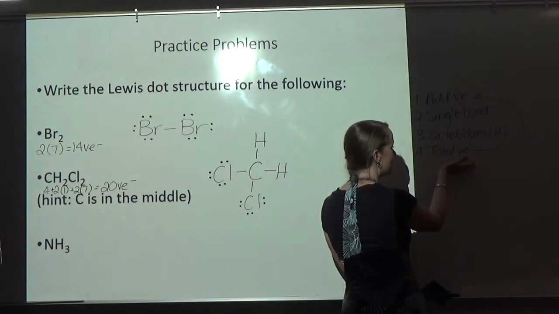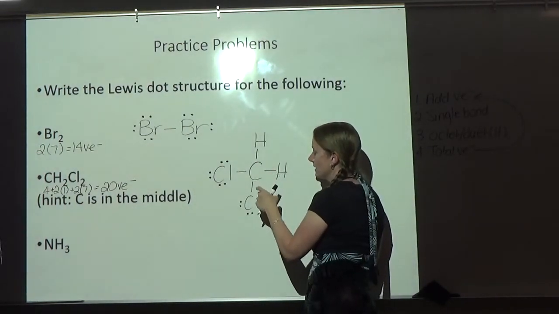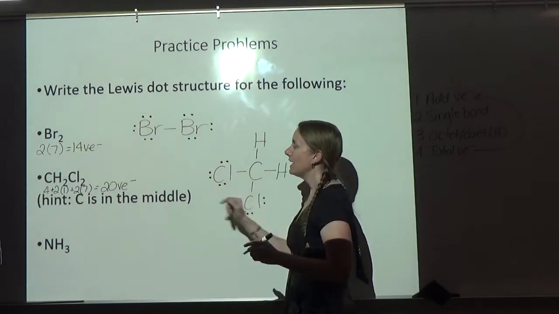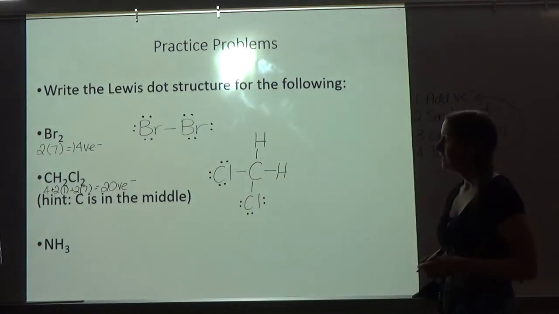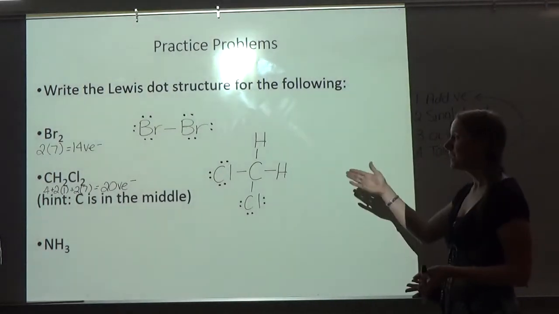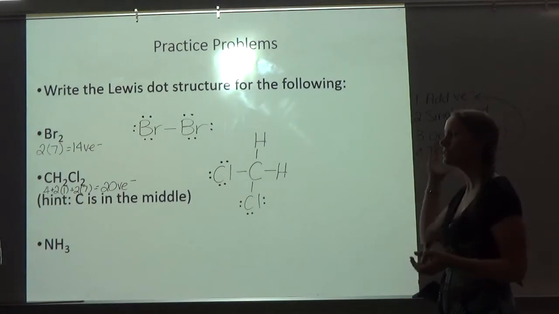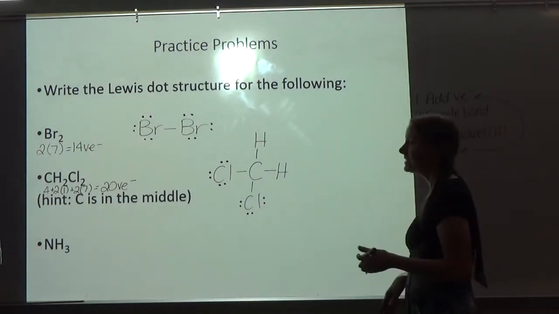All right, so last step is check my total. So I have 2, 4, 6, 8, 10, 12, 14, 16, 18, 20, and I'm allowed to have 20. So hopefully you got that one right. That one's a little tricky just because of the fact that it's got different elements bonded to carbon. But remember, that's what I'm trying to show you, is they all work the same way. You just follow the rule. All right, so pause the video and try NH3, and now we'll look at it together.